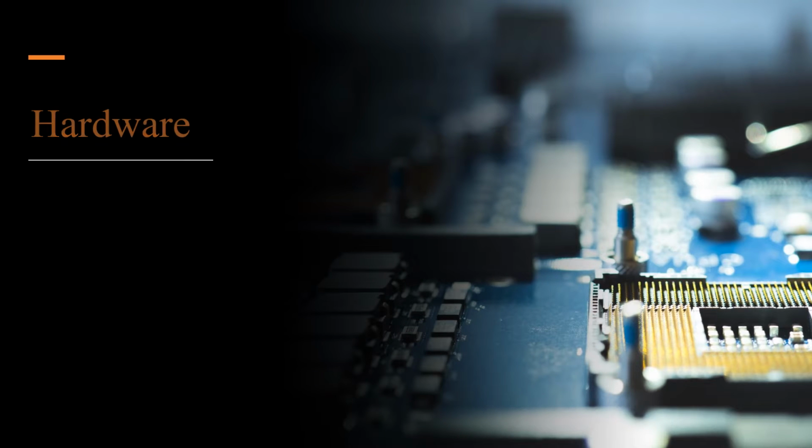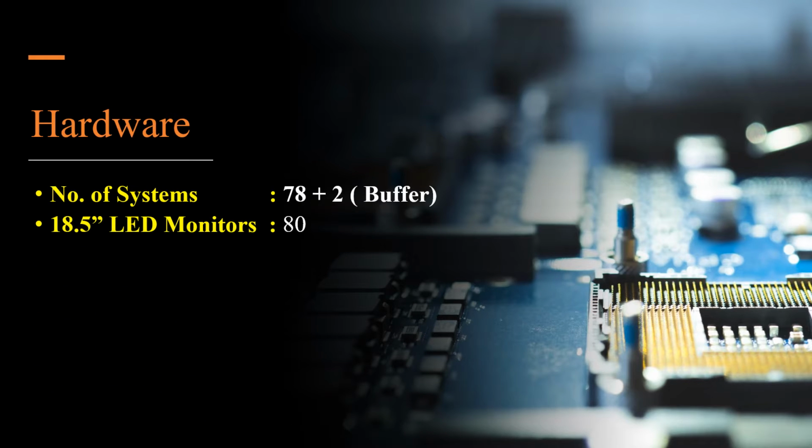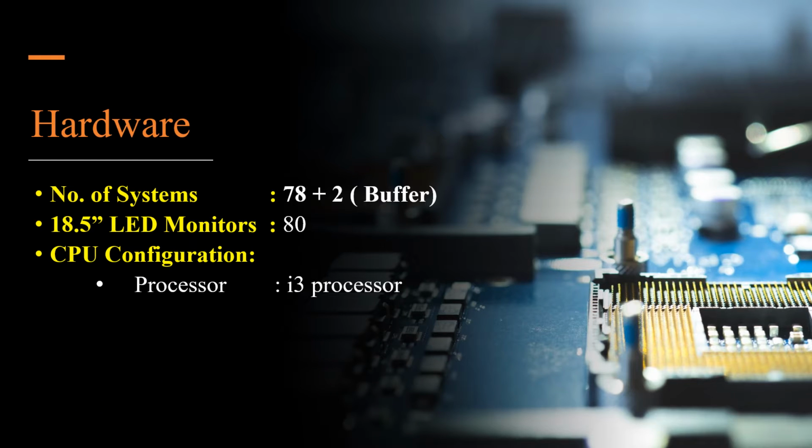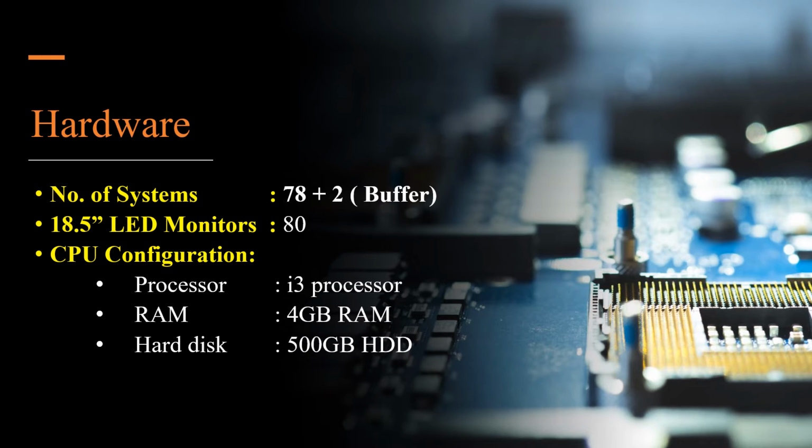We categorized our lab infrastructure into hardware, software, network, UPS and ICT facilities. Under hardware, we can see the number of systems as 78 plus 2, and 80 18.5-inch LED monitors, and the systems have i3 processor, 4 GB RAM and 500 GB hard disk.